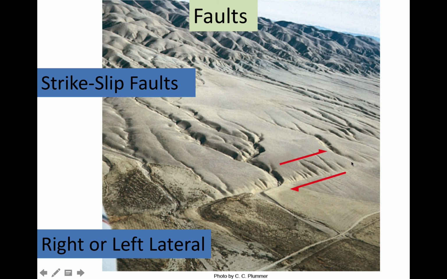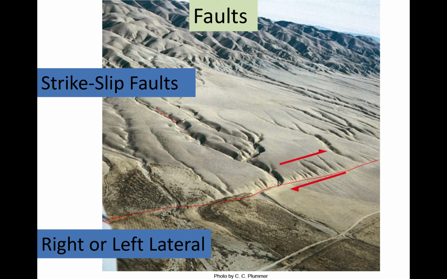This is a famous one. You can see the fault here. This is the San Andreas. And the question we'll ask is, one, is it right or left lateral? Let's take a look at where the fault is. I'll draw it in right here. You can see it. It's this little divot. It's really easy to see because it's getting eroded a little bit more than the other rocks right there.